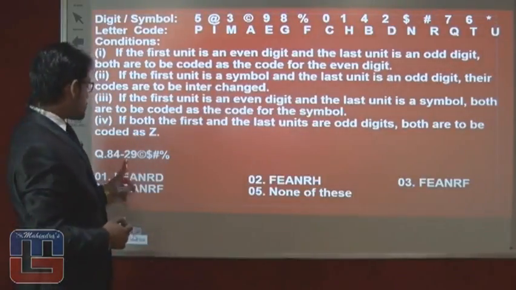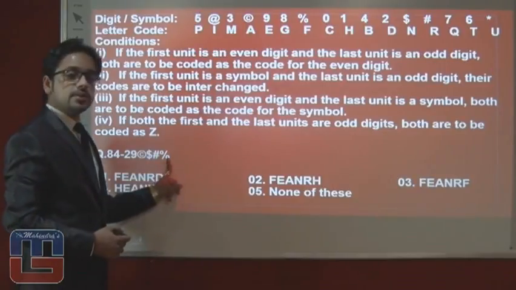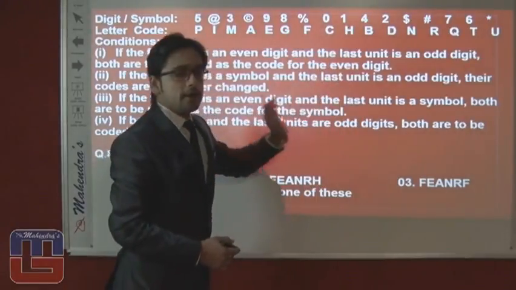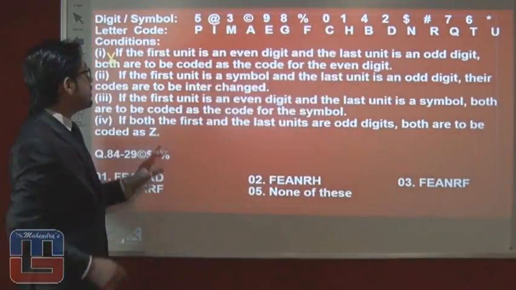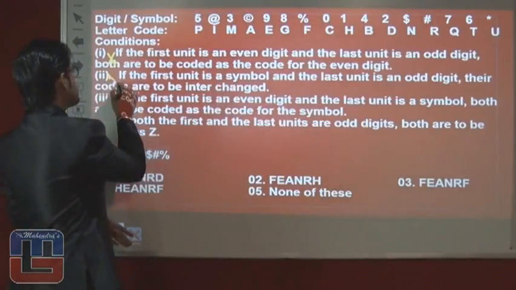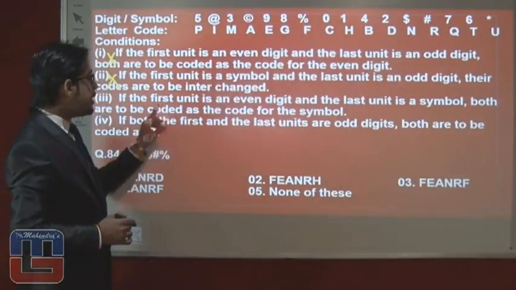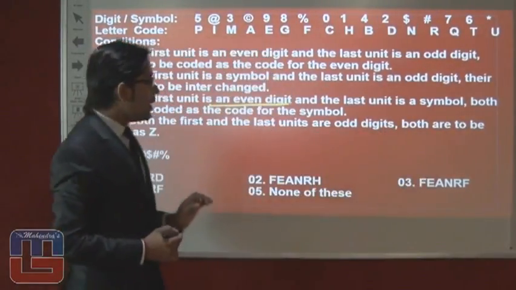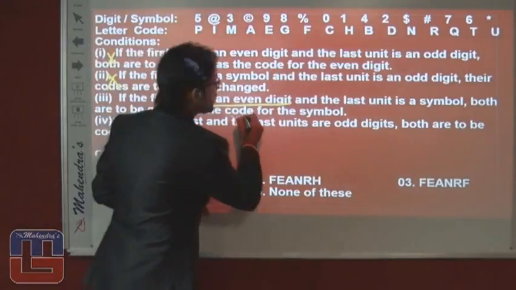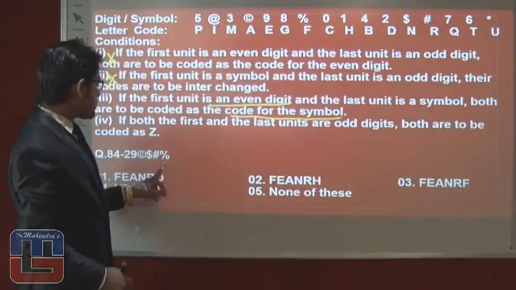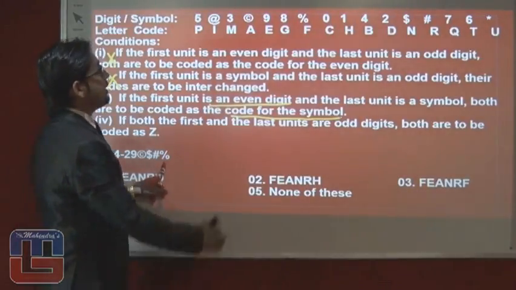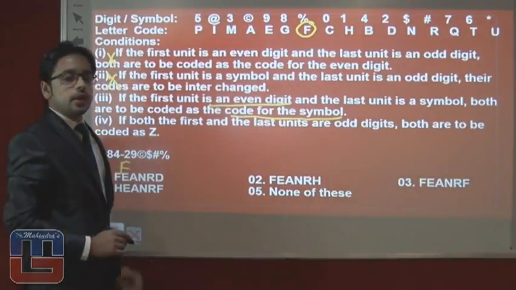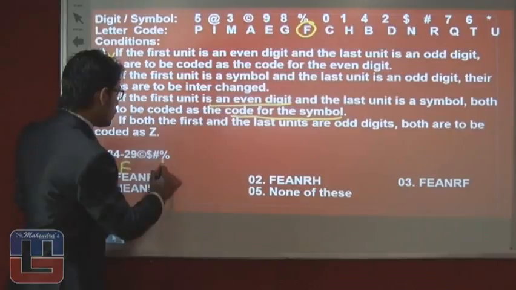In this question, the first unit digit is an even number and the last unit digit is a symbol. You can see here, first is even, last is odd, then we cannot consider this condition. If first is symbol, another condition is false. In the third condition, you can see the first unit digit is an even digit and the last unit is a symbol, then both are to be coded as the code for the symbol. You can see here, the symbol is percentage and the code written here is F. So for the first unit digit, 2, it will be F, and the code for the last percentage will be F.